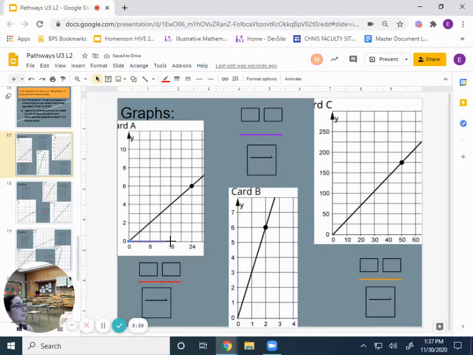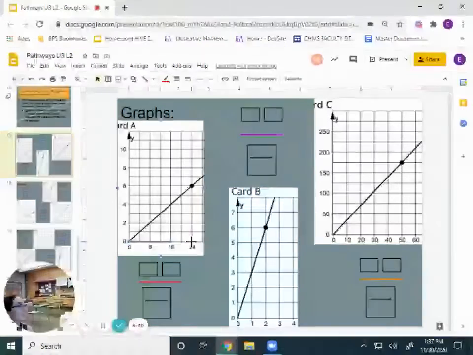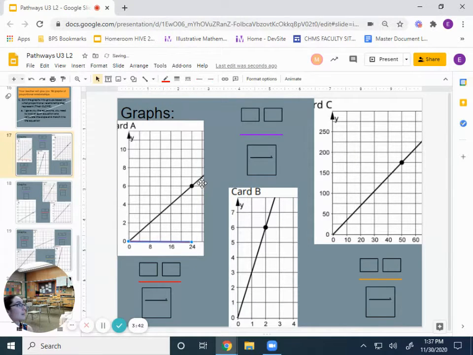And I'm going to have to pull it and yank it over until it hits where the point is, okay? So then you're going to grab this other one here, line it up with the point on this graph, grab the end of it, and connect it to create our slope triangle. Okay, so you're creating your slope triangle. Then you're going to grab these boxes right here to label your rise and your run.